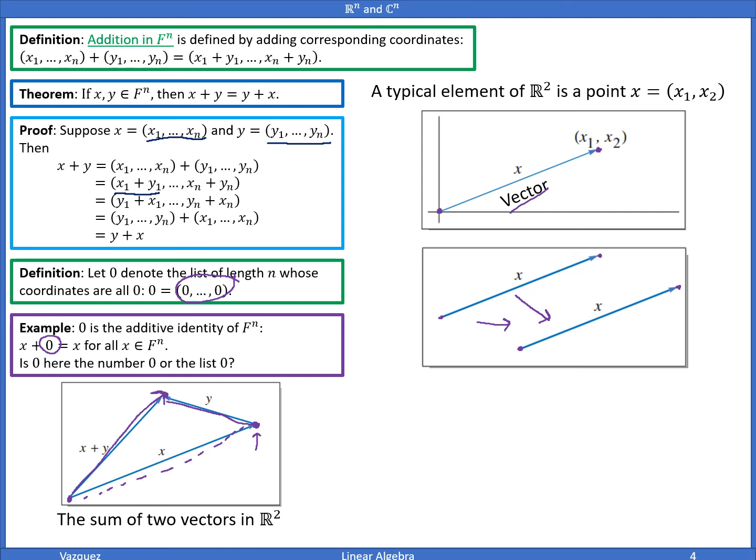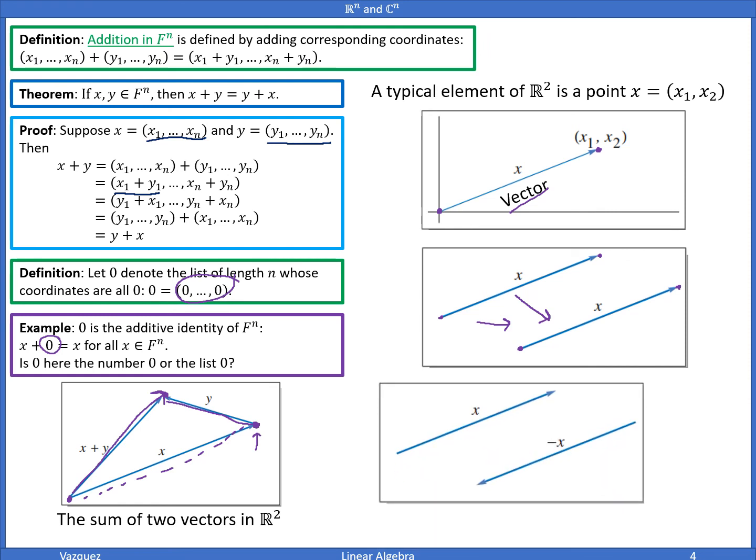And remember, in R2 it's really helpful because we can visualize it. Although we can't draw good pictures in high dimensional spaces, we use these ideas to show certain properties in higher dimensional spaces.